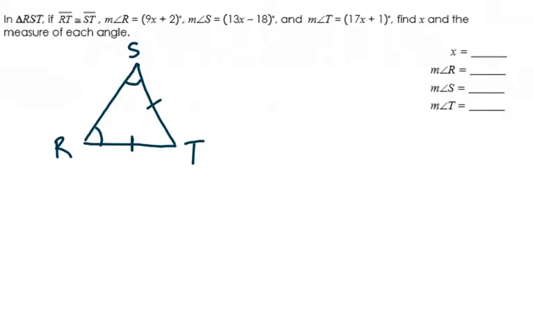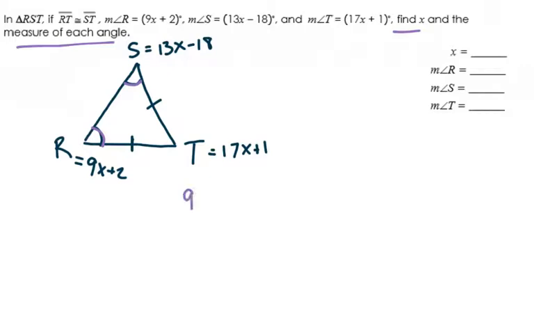Alright, so if angle S is 13x minus 18, and angle R is 9x plus 2, and angle T is 17x plus 1, we're going to find x and the measure of each angle. If I know that R and S are my base angles, then I know that those two are equal to each other. So I'm going to take those two expressions only and set them equal to each other. You have to understand which ones are the base angles.